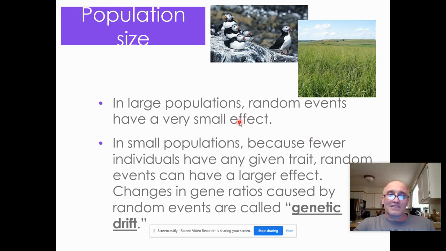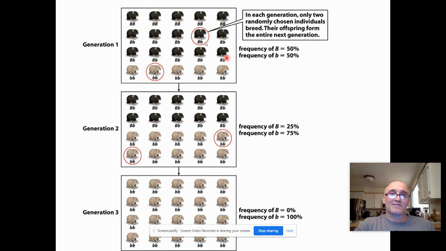What it's really referring to is that there can be some random losses of alleles when a population is small. So again, in small populations, random events can have a larger effect, and that's called genetic drift. Here's a visual way of looking at that. You have a fairly small population here of, I don't know, hamsters or guinea pigs.